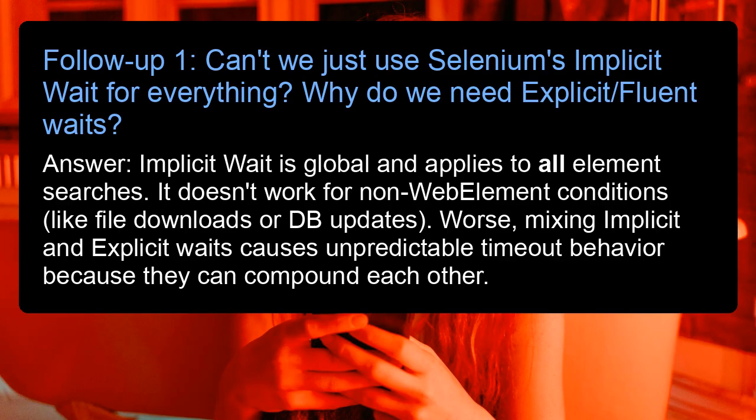Follow-up 1. Can't we just use Selenium's implicit wait for everything? Why do we need explicit or fluent waits? Answer: implicit wait is global and applies to all element searches. It does not work for non-web element conditions, like file downloads or DB updates. Worse, mixing implicit and explicit waits causes unpredictable timeout behavior because they can compound each other.